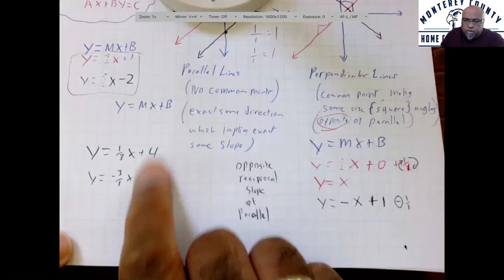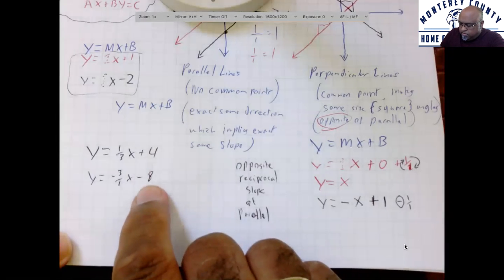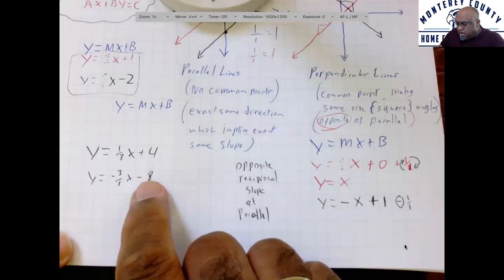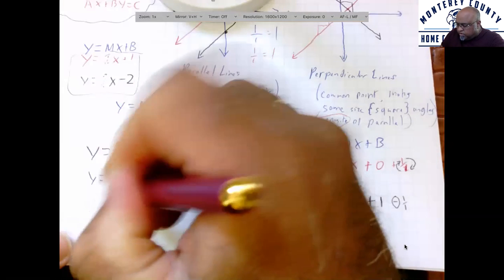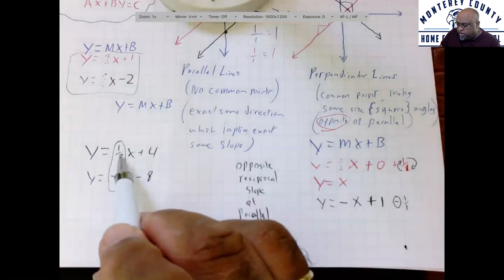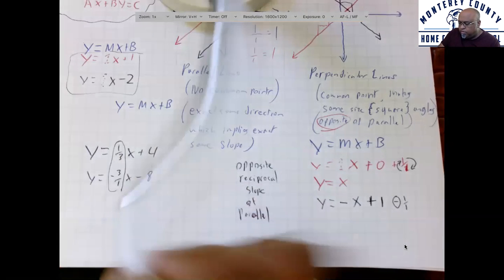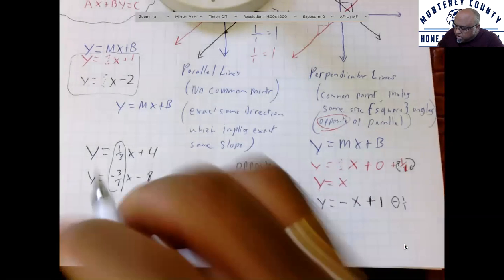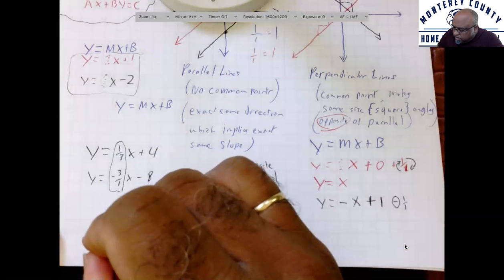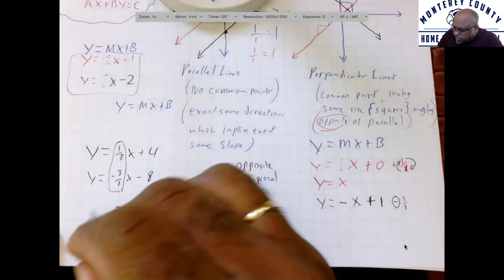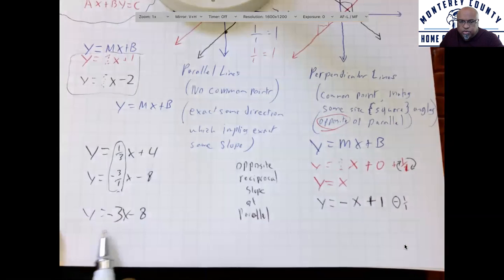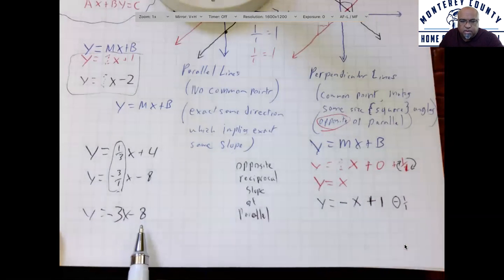I'm not so concerned about what the value of b is, or the y-intercept. I'm mainly focused on the fact that your slope is going to be opposite. This one's positive, so this one will be negative. Reciprocal. This is 1/3, so this will be 3 over 1. Now, generally speaking, when you have a number over 1, you would write it as a whole number. So you would write it this way: y is equal to -3x minus 8. Okay, in a case like that.